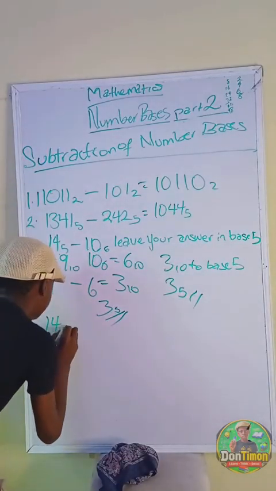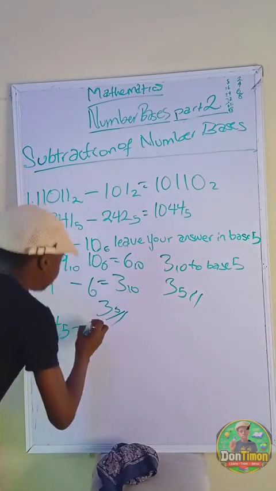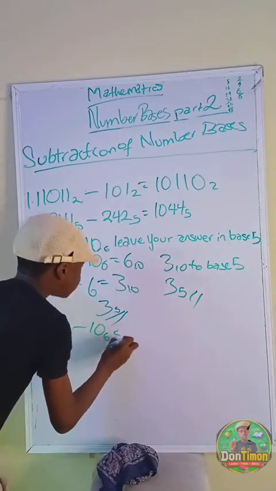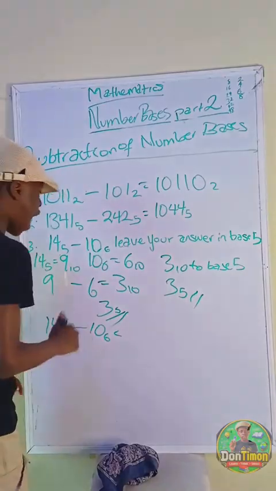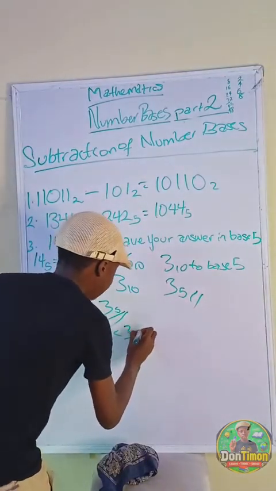14 base 5 minus 10 base 6. Answer left in base 5 is 3 base 5.